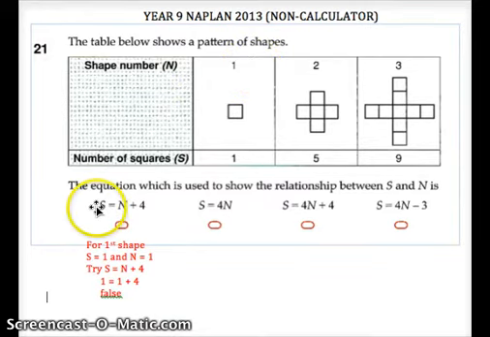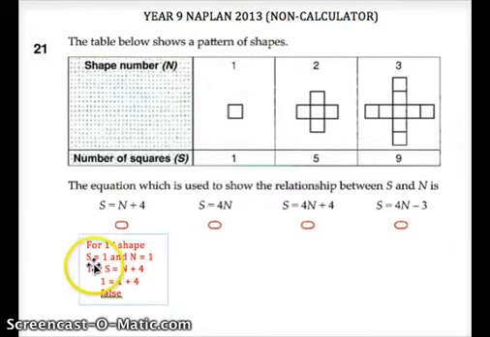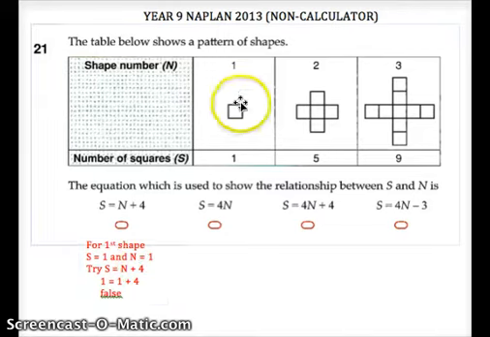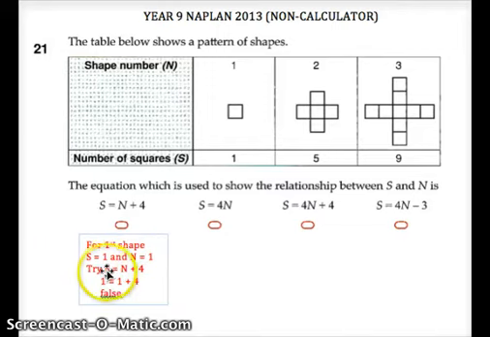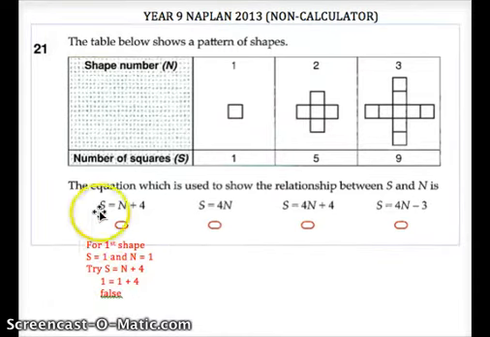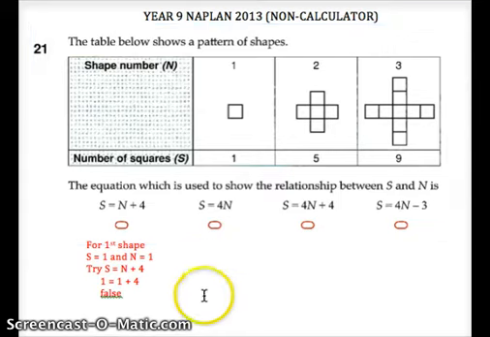So I'm going to use this formula, S equals n plus 4. Again, S is 1 and n is 1 using this first shape. Trying this formula, we replace the S with 1 and the n with 1. Now we're getting that 1 equals 1 plus 4. That is not true. This is saying that 1 equals 1 plus 4, which is 5. 1 does not equal 5.